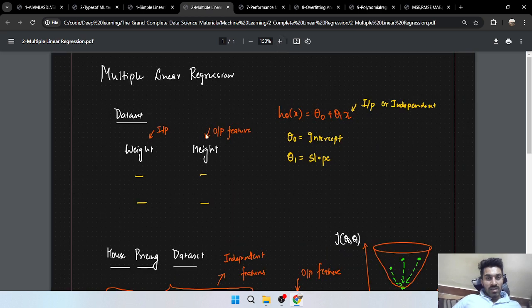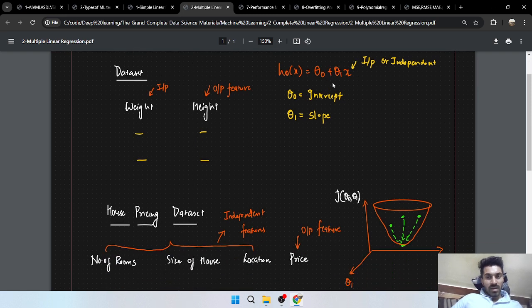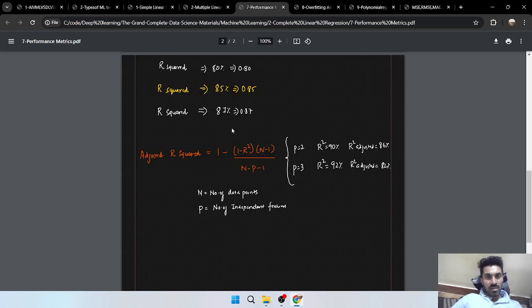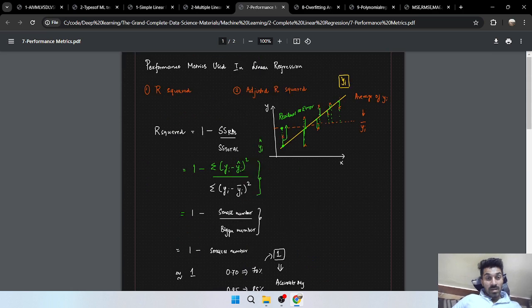Now coming to the multiple linear regression problem. In multiple linear regression, there are multiple independent variables, like theta 0, theta 1x, theta 2x, theta 3x. This is the formula for multiple linear regression. Now coming to the performance metrics used in linear regression.